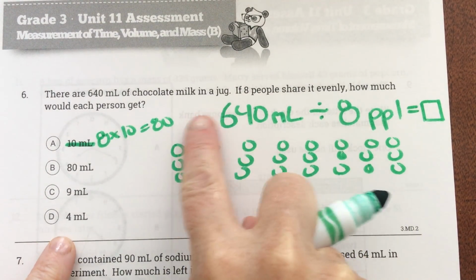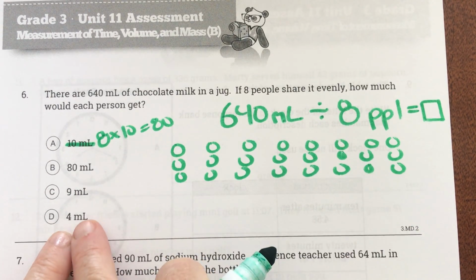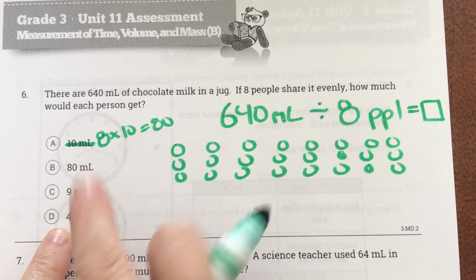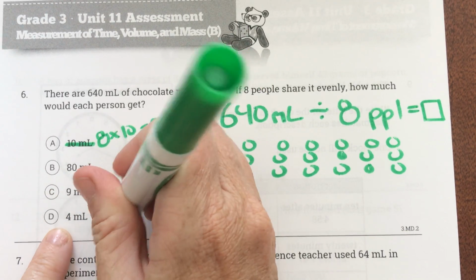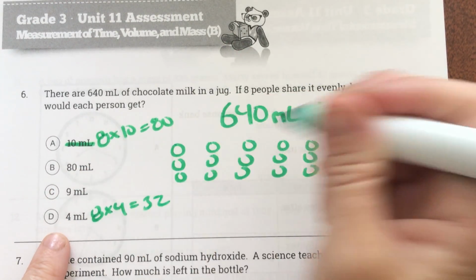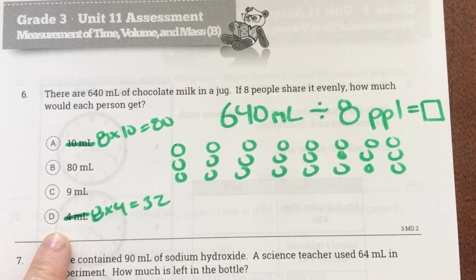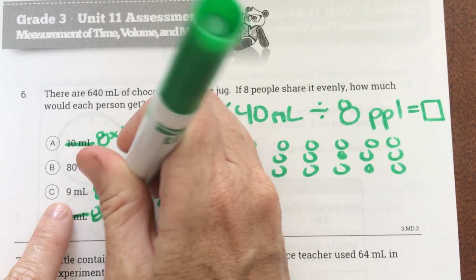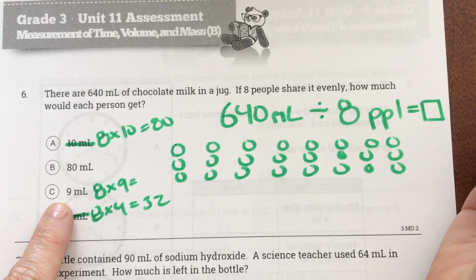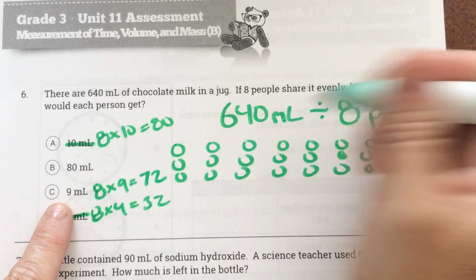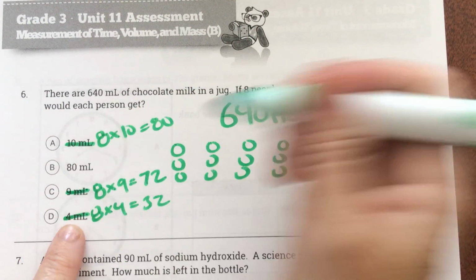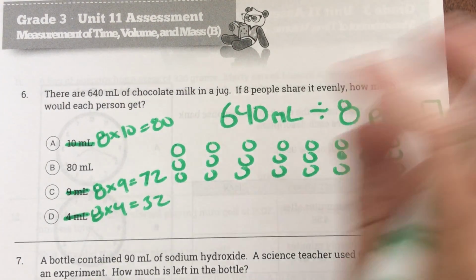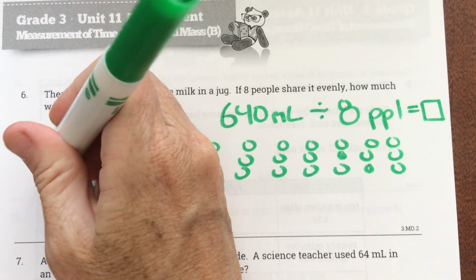What if I divided it and gave 8 people only 4 each? That would be 8 times 4, which equals 32. Is that going to be enough? No, they're going to get a lot more than that. What if I gave the 8 people each 9? Some of us have learned our facts. If 8 people each got 9, that would be 72. That was not enough. So the correct answer is 80.